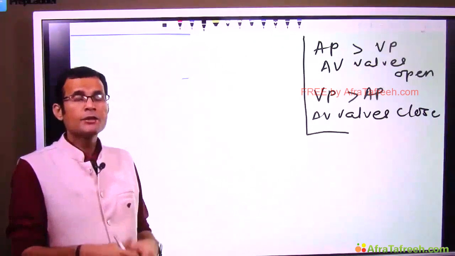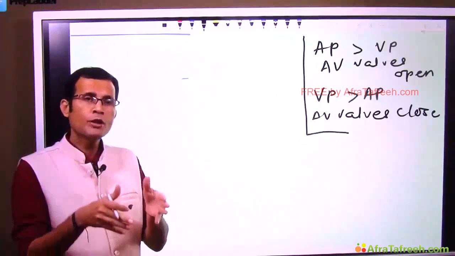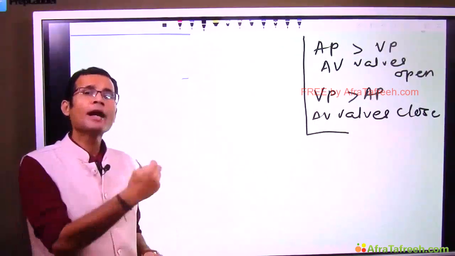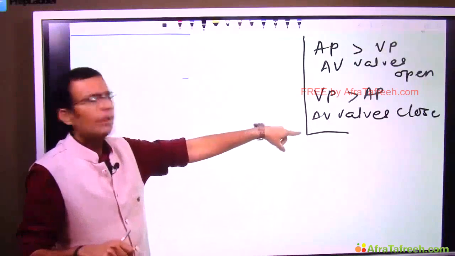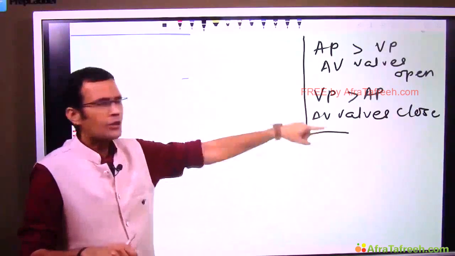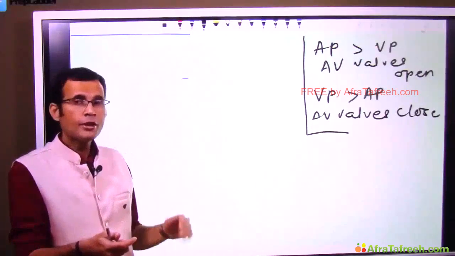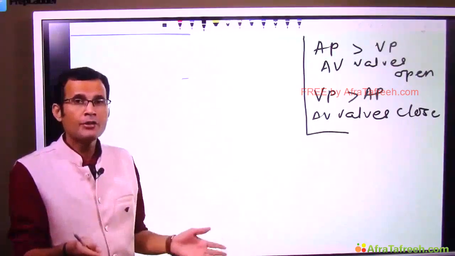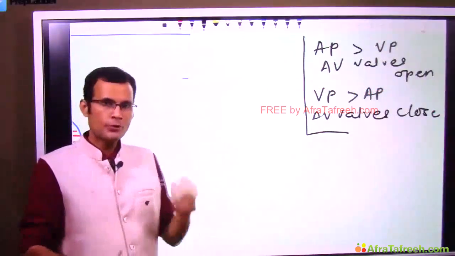And you can understand why this is happening. Because a valve is basically meant to allow the blood to flow in one direction and prevent the backflow of blood in the opposite direction, isn't it? So when the ventricular pressure becomes more than the atrial pressure, blood is likely to go from ventricle to atria, and that should be prevented. That's the job of the valves. So AV valves close.